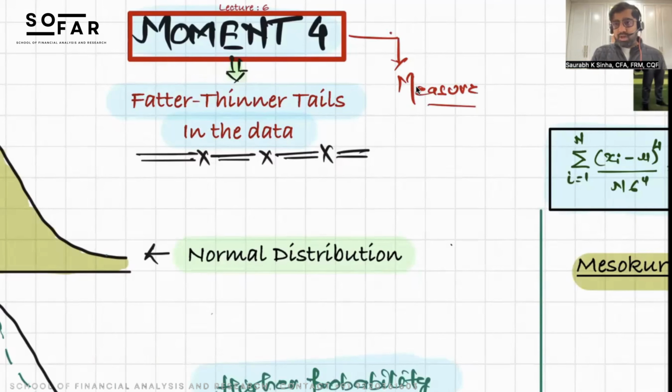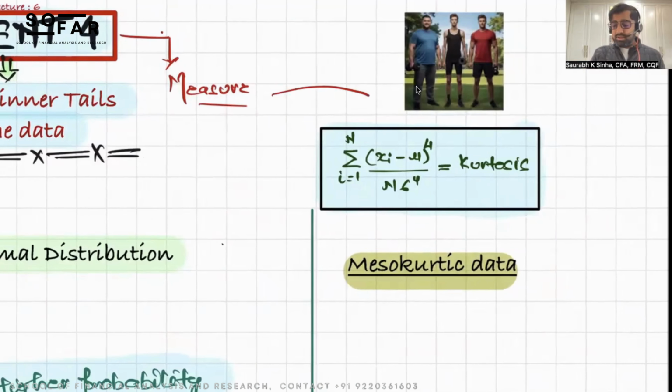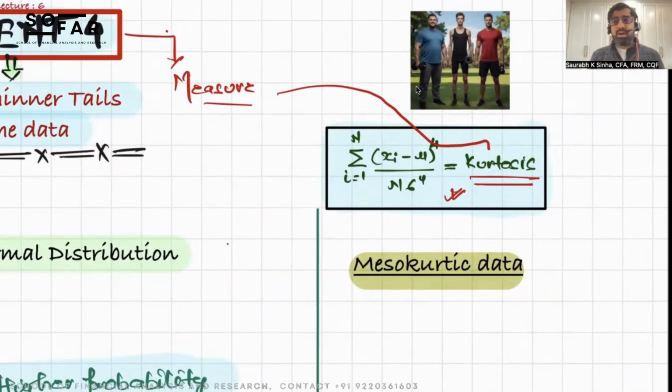There should be a formula to measure this fatness or thinness. The formula is of kurtosis. That's why we were calling it kurtic: mesokurtic, platykurtic, leptokurtic. So, kurtosis. Let's discuss this formula, first of all, in terms of its relation to other moments.